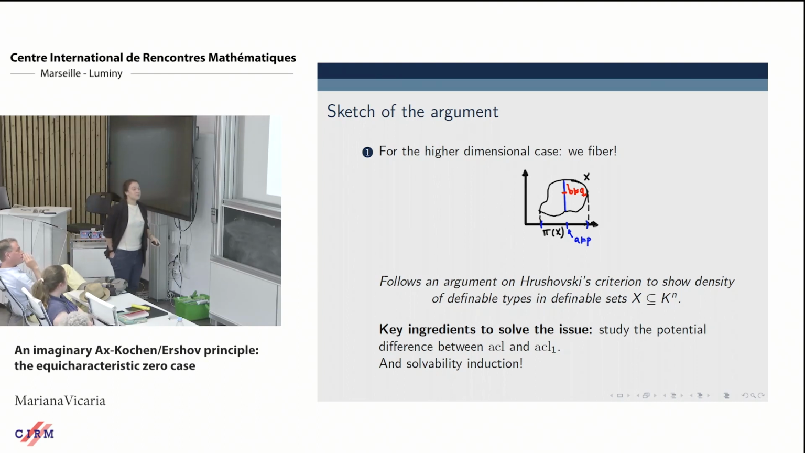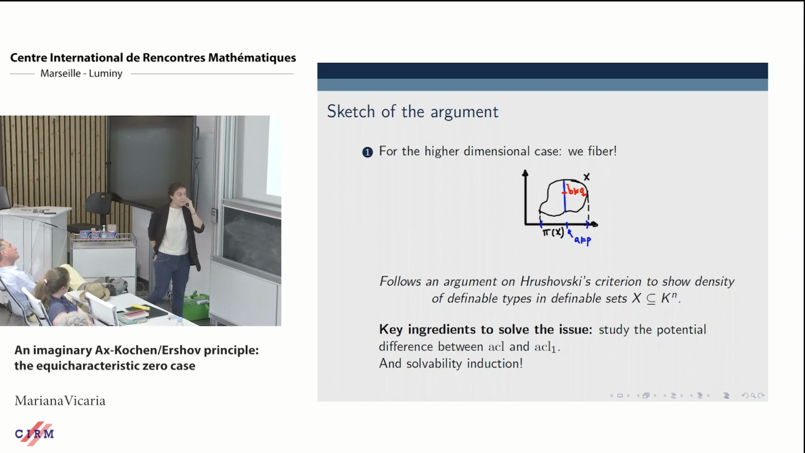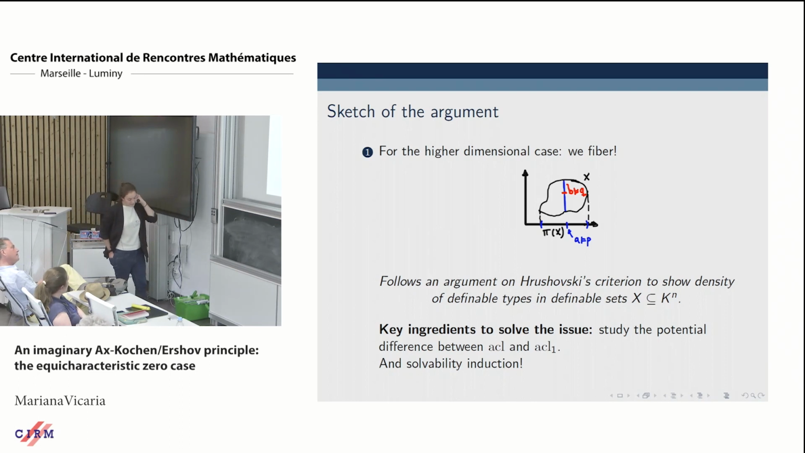So what I described is, in essence, the general idea, but it requires very technical work in actually trying to make that work by transitivity. And in essence, what we do is we study this issue by looking at the potential difference that we might have between both algebraic closures, and then use the fact that the upper triangular matrices are a solvable group to reduce these two things to just one-dimensional sets.